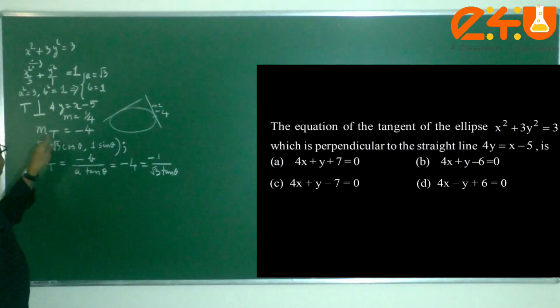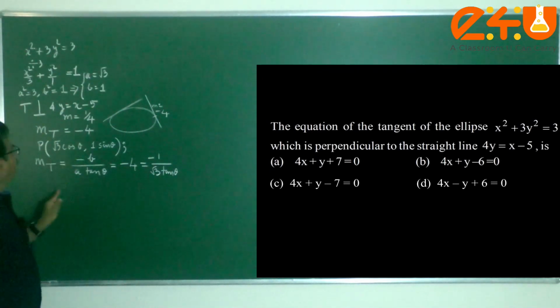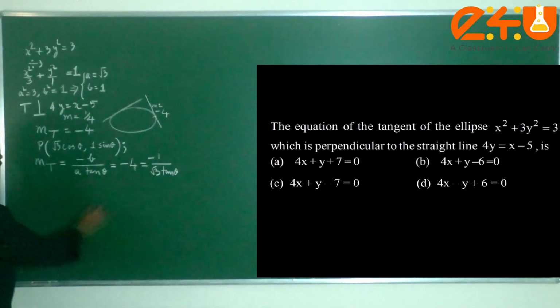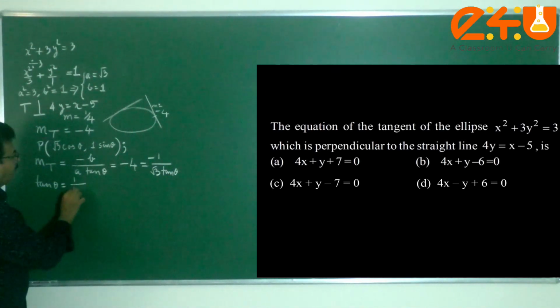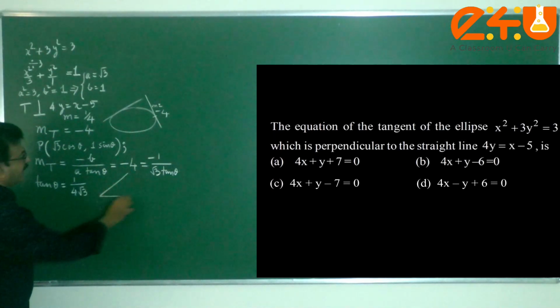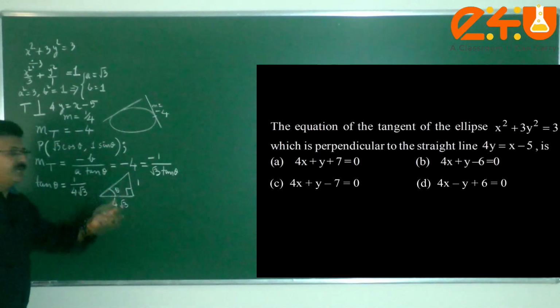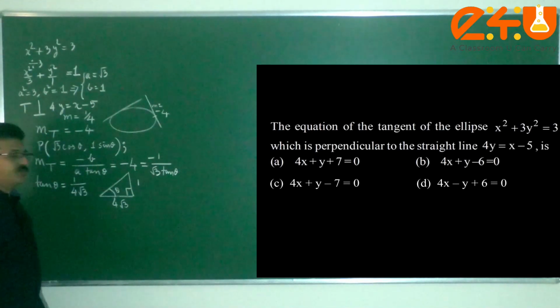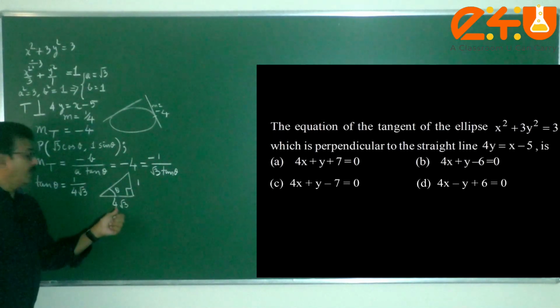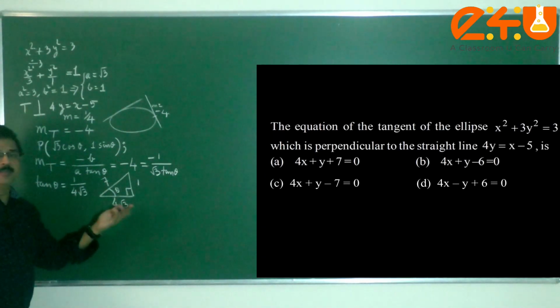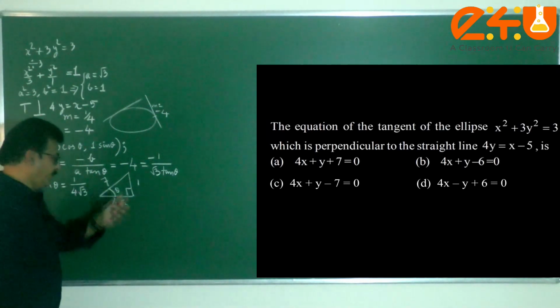So m of tangent is minus 4, which is equal to negative 1 divided by root 3 tan theta. So I can get the value of tan theta, which is 1 by 4 root 3. With the help of simply making a right angled triangle quickly, I am able to get the values of cos theta and sin theta, because I can work out the hypotenuse from here. So square root of 1 plus 4 root 3 whole square, by Pythagoras theorem I get the value of hypotenuse as 7.